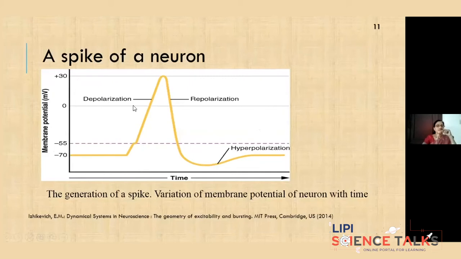This is the spike of the neuron. That is, at rest, the neuron is at minus 70 millivolts. As a stimulus comes from outside or from inside the brain, it gives a spike. The spike increases up to 30 millivolts, and after spiking, it moves back to the rest state. The spiking time is only about 2 milliseconds.